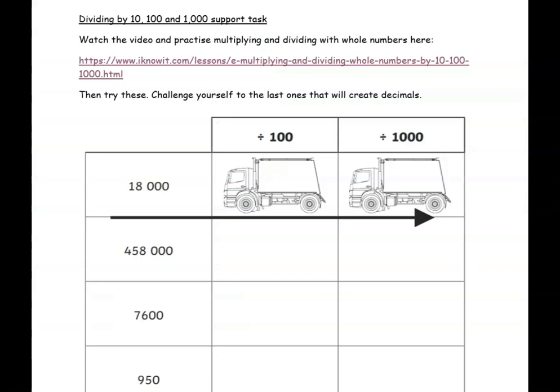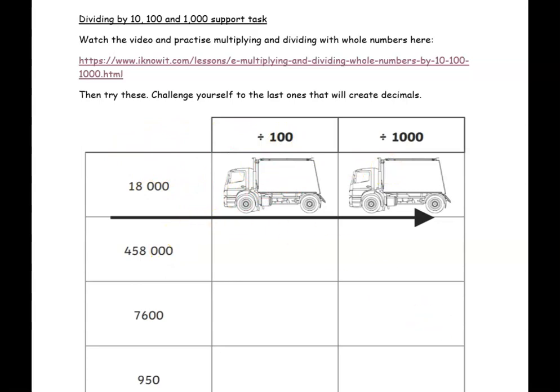Hopefully you found that video really helpful. I think it quite clearly broke down the problem into steps and really clearly showed you what happens when we divide by 10, 100 and 1000. So the tasks in the support folder today look a little bit like this one. It's very similar to yesterday, a nice simple look at just dividing the same number, firstly by 100, then by 1000. You can see we started off quite gently, so we have used multiples of 1000. So we've got 18,000 here, 458,000 here, because that should hopefully keep you within using whole numbers before you move on to the decimals.